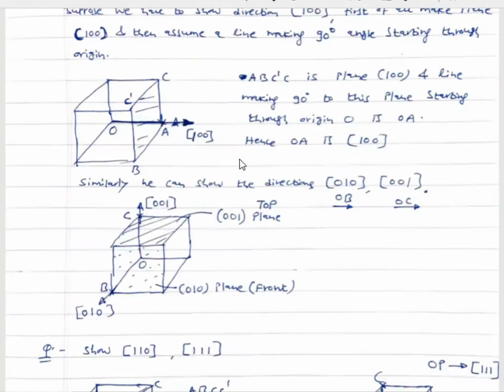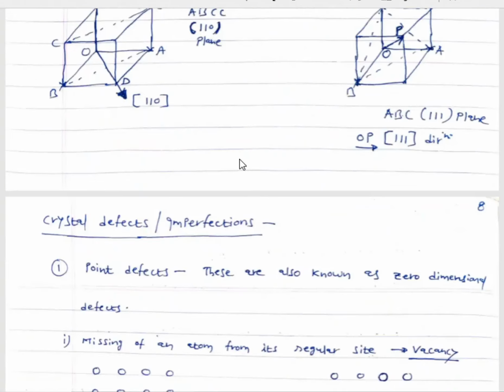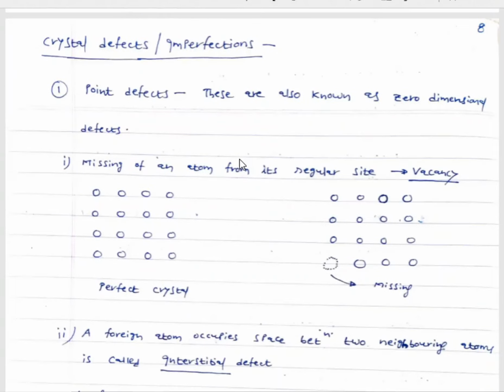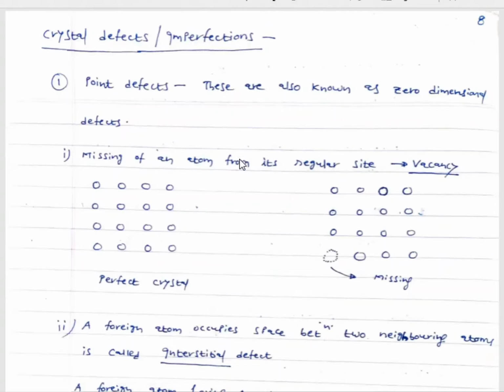We will see about the different kinds of crystal defects, because practically such a perfect atomic arrangement in materials is not observed. So how these defects or imperfections are introduced within the crystal, and which are the different kinds of defects present, we'll see. The first kind of defect is the point defect. These are also known as zero dimensional defects.